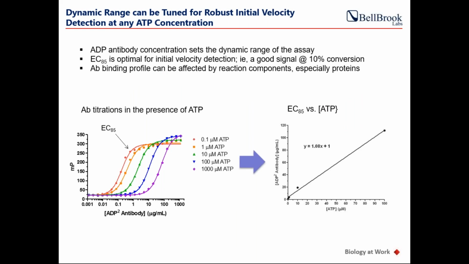So by adjusting the concentration of the antibody, we're able to tune the dynamic range of the assay. At a given antibody concentration, the assay has a dynamic range of about 1.5 to 2 logs, because it's a binding assay, so you're going to get a binding isotherm. But by changing the antibody concentration, as you see, as we increase the antibody concentration here, we're right shifting the binding curves so that we're able to detect different ranges of ADP concentration.